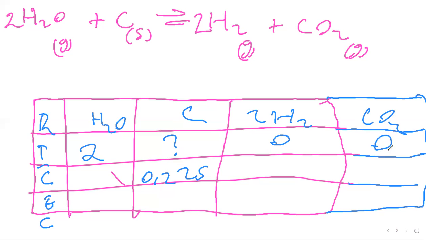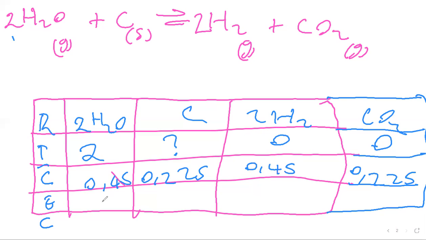Then here we have 0.225. Then here we have double of this because of these two, so it's 0.45. I left the 2 out here because of this 2.